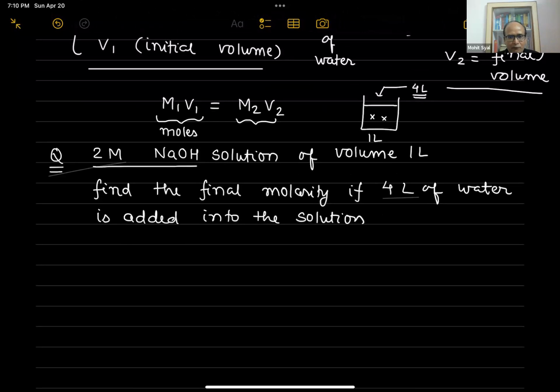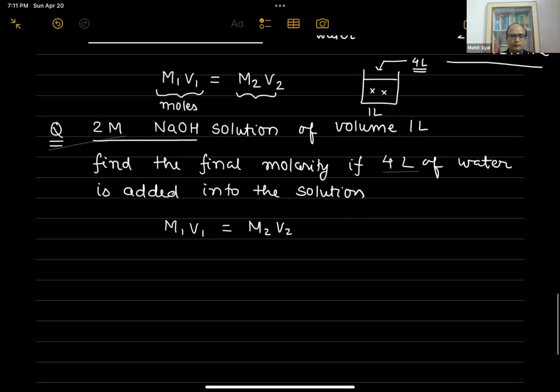Suppose if we have these type of questions in which the solution is there, you add water, what will be the molarity? Okay, so which formula are you going to apply? You are going to apply M1V1 equal to M2V2. Got it? Yes, sir. This is the formula you need.